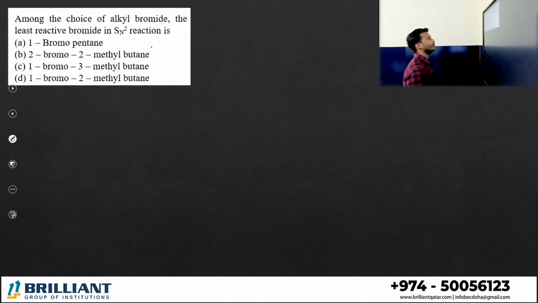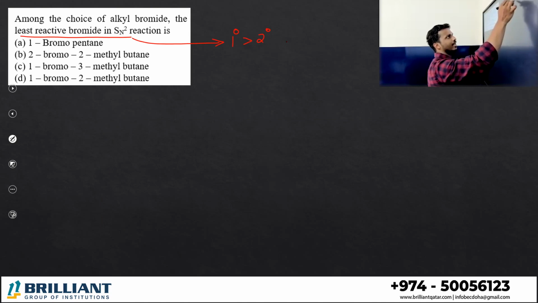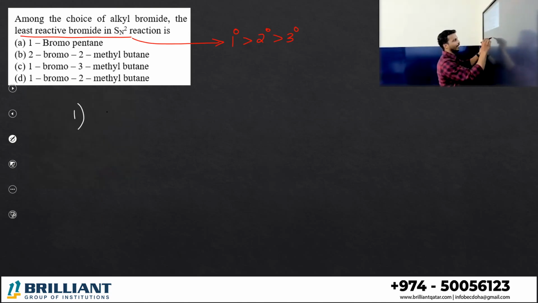Now, among the choice of alkyl bromides, least reactive bromide in SN2 mechanism. Least reactive. What is the reactivity order of SN2 mechanism? Primary greater than secondary greater than tertiary. Option A. 1-bromopentane.